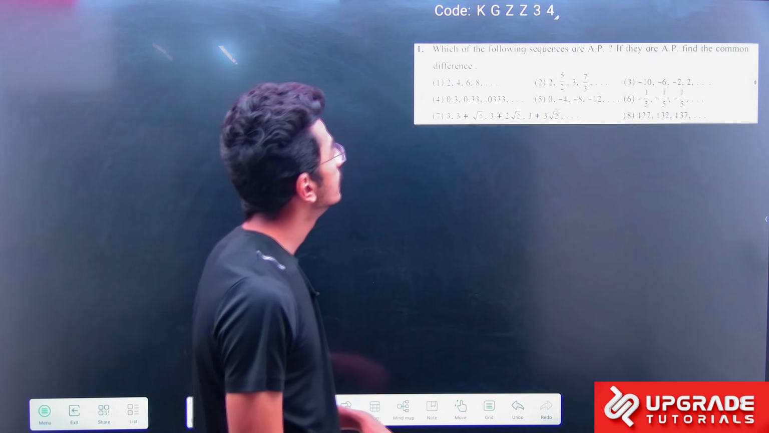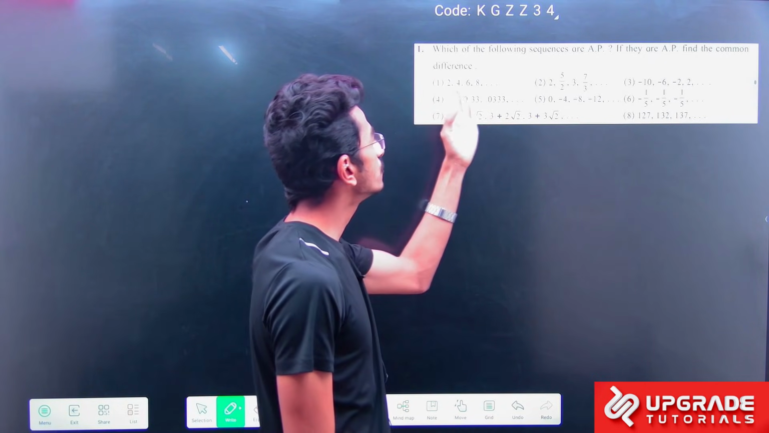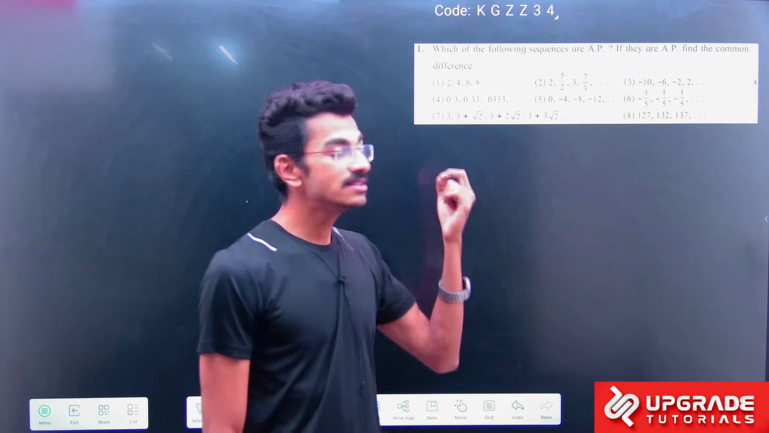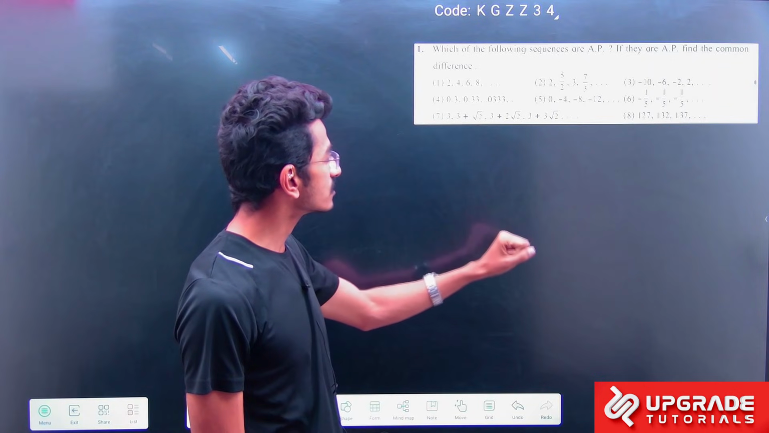Okay. Now, just the basics. First question: 2, 4, 6, 8, the same question which I took now. The difference is 2, and so the series is in arithmetic progression.